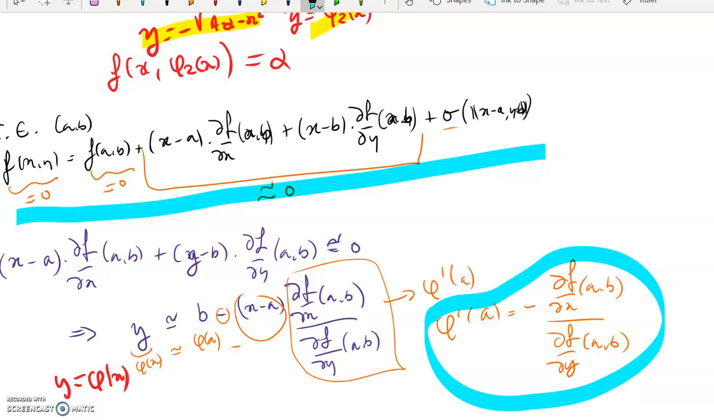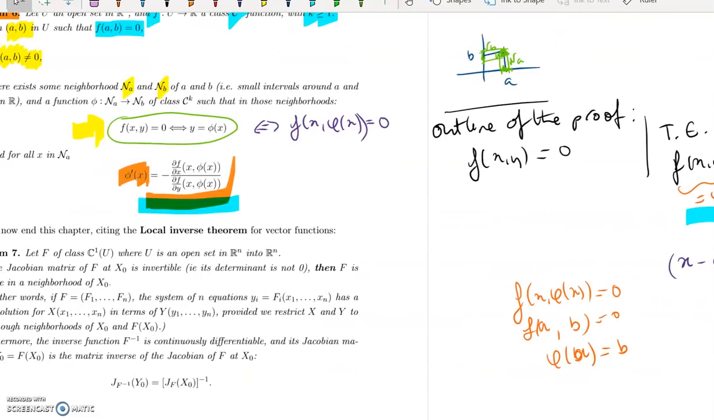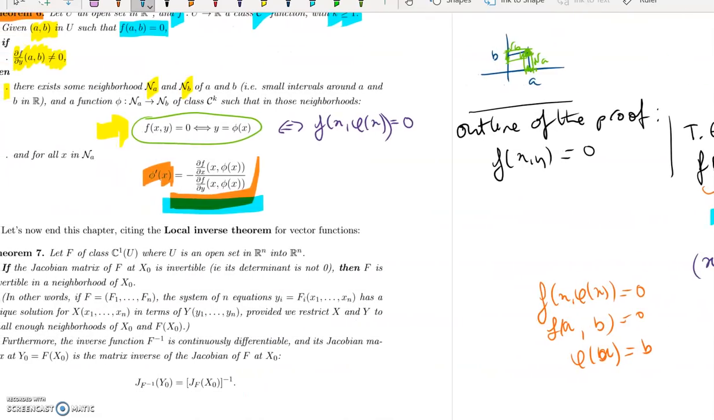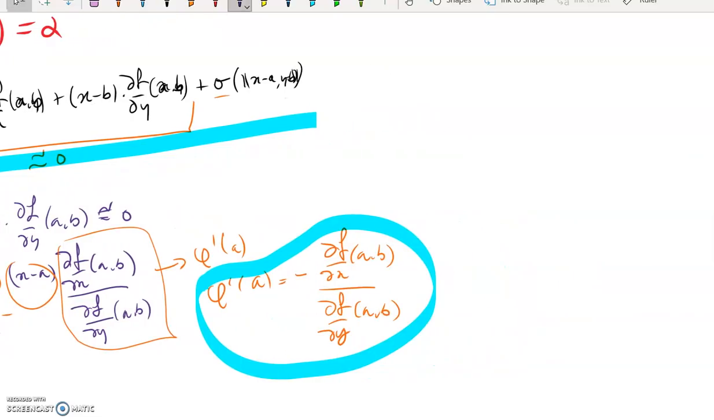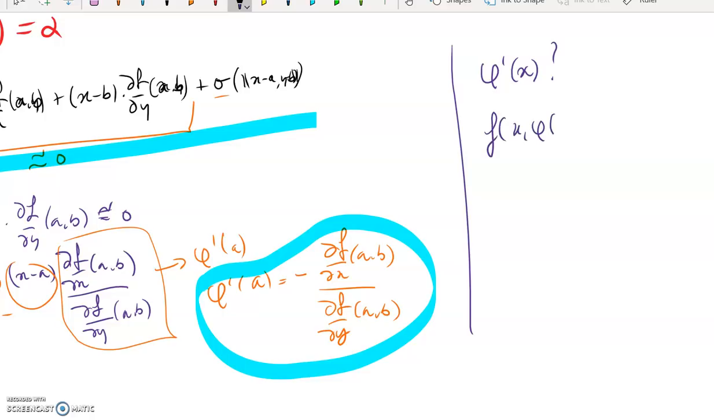Okay, so you will tell me maybe that's very nice that we found out how to find an expression for phi prime of a, but if you look at what's given as a formula, it's phi prime of x. So let's show that it's also going to stand for phi prime of x. Do we have a similar formula, except that instead of a and b, I have x, phi of x? All right, so let's say we start with this same idea.